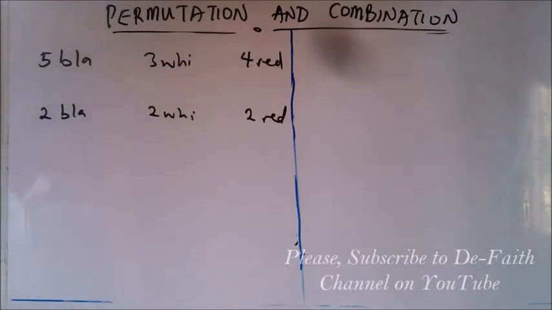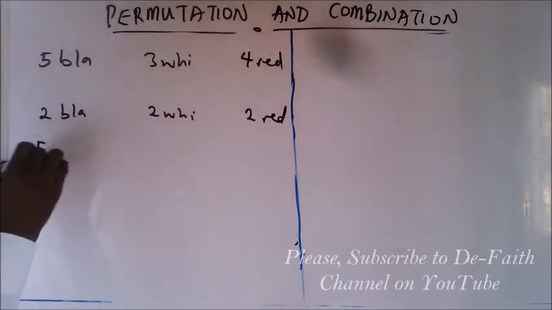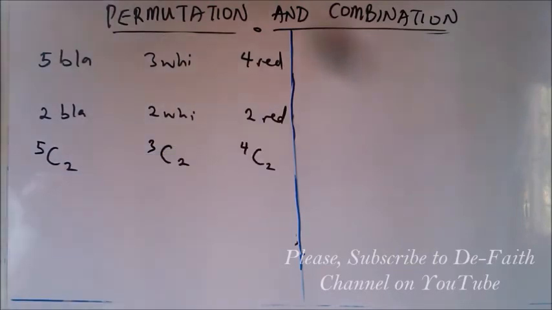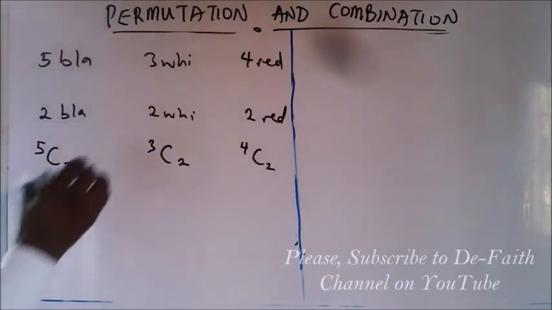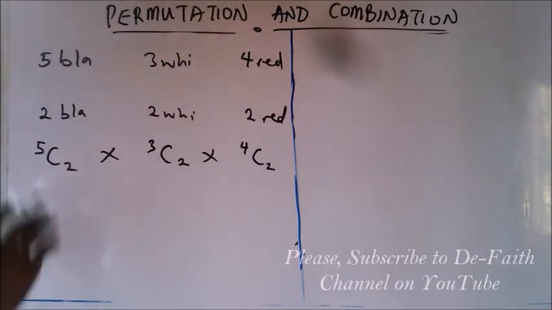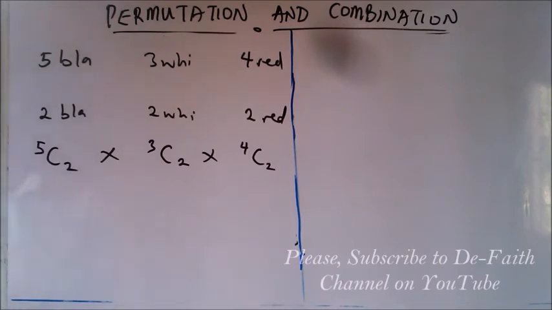And so what we are concerned with here is basically choosing, not arranging. Because of that, we have it as 5 combination 2, and then here we have 3 combination 2, 4 combination 2. We have a multiplication sign between them all. Now, 5 combination 2, we could easily use our calculator to solve this, but let's quickly use the formula.